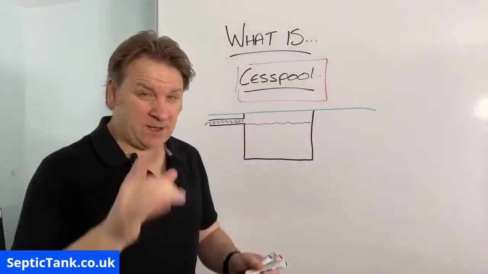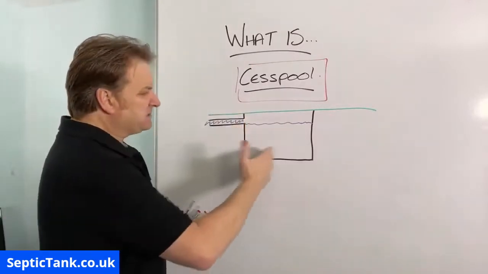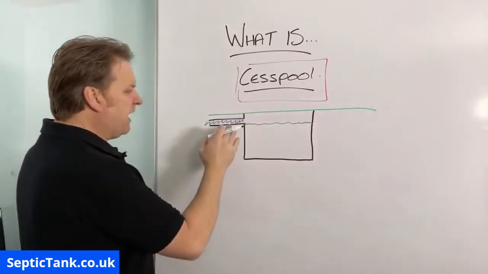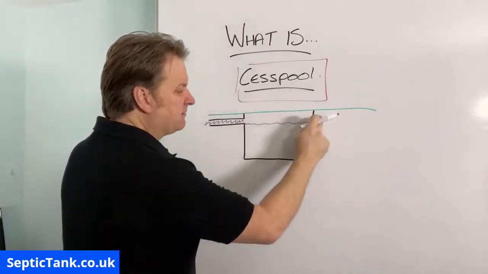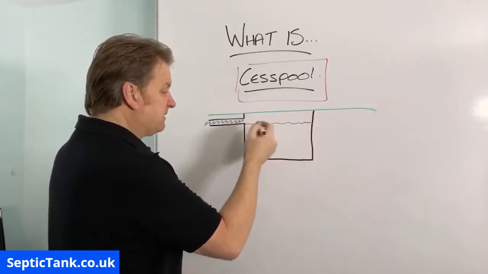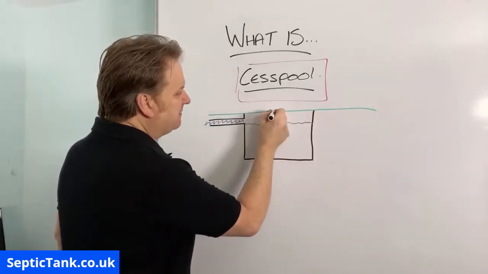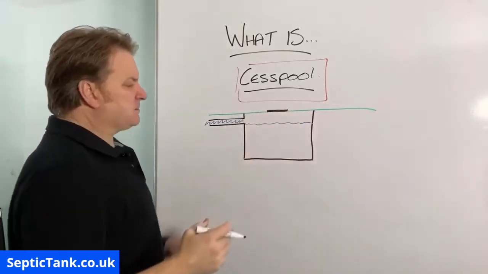I know that may sound pretty obvious, but the point is it can't go anywhere. What do I mean by it can't go anywhere? Well, it can't leak out. This is a sealed unit, and all it can do is back up. So once it's full, it's got nowhere else to go. I suppose it can rise up to the top here. So if I put a little lid on there, the water can rise.